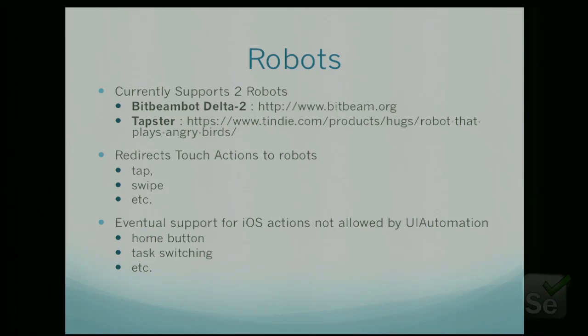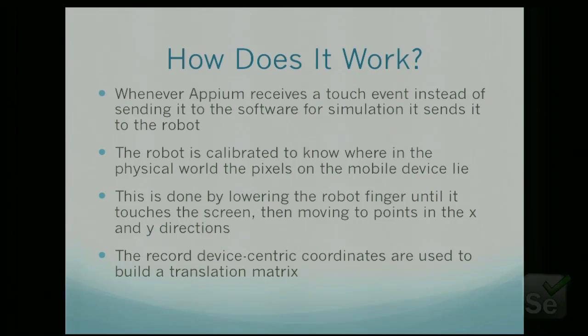This will enable us to send touch events like tapping and swiping, but also eventually things that may not be supported by Apple's automation framework or Android's, like hitting the home button or task switching or, I don't know, dropping your phone, whatever the robot can eventually do. So how does it work? It's not that crazy, but I'll explain it.